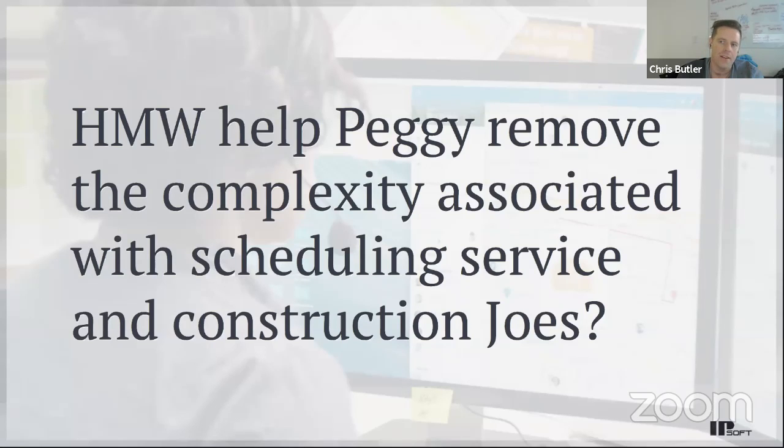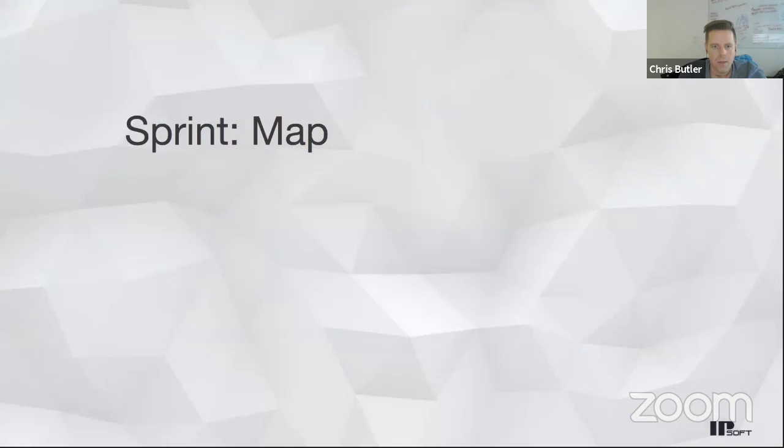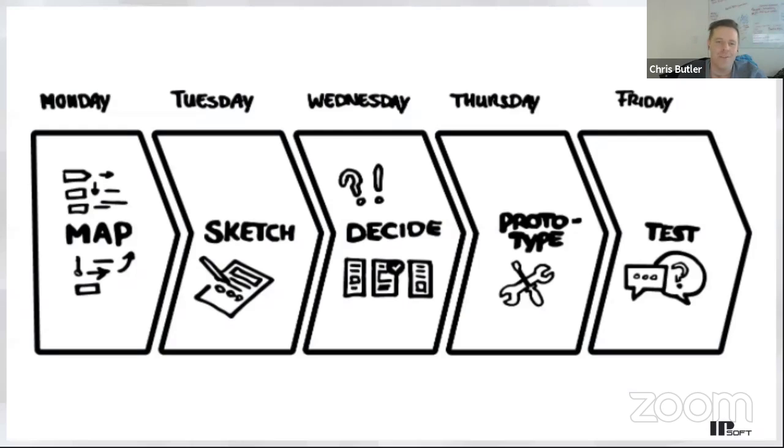At the end of the day, we agreed as a team that this was the particular problem that we were going to try to solve and actually create a prototype and then test by the end of it. So that's map. That's like the Monday, right? The next thing is now Tuesday, which is really around sketching.